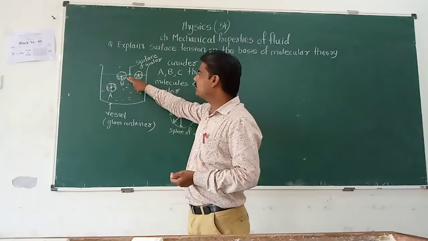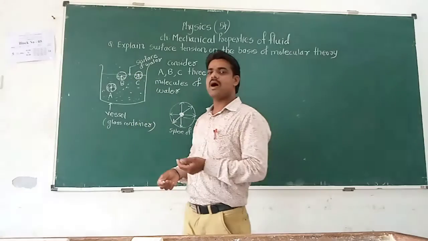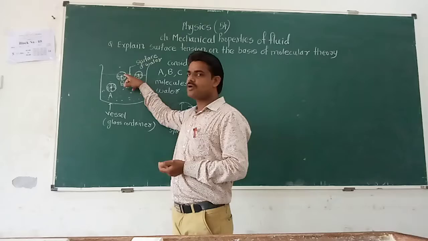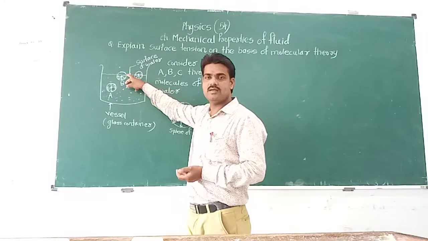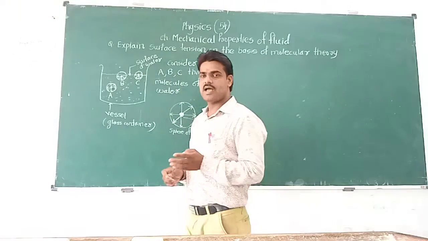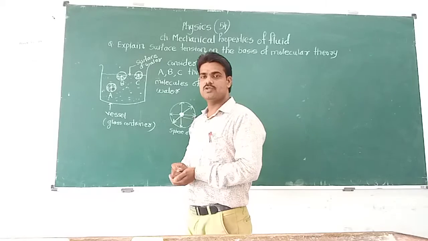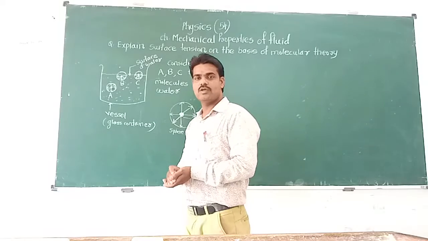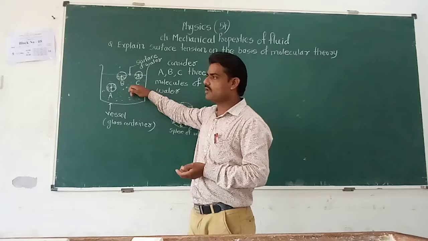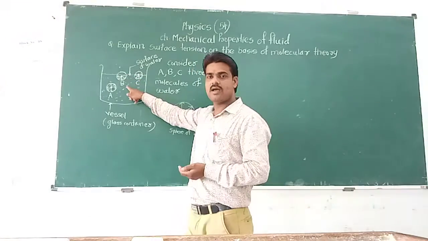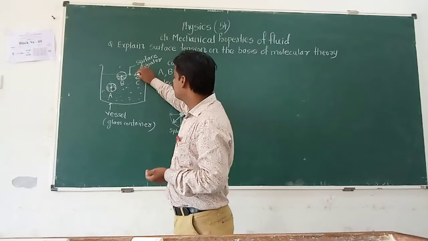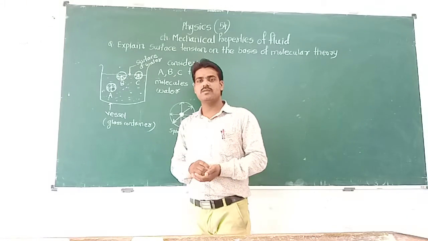Now in case of molecule B, its maximum part of the sphere of influence is inside the liquid and a minimum part of the sphere of influence is outside the liquid. So the resultant force acting on the molecule is a downward resultant cohesive force. As there are more molecules in the water, molecule B gets attracted downward.